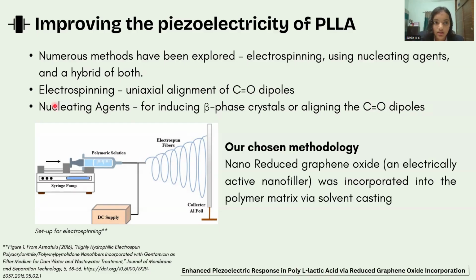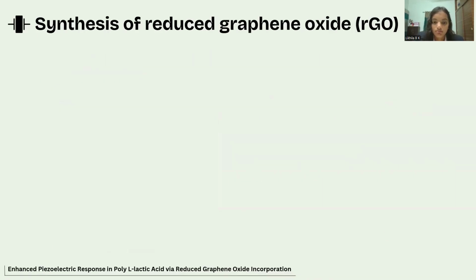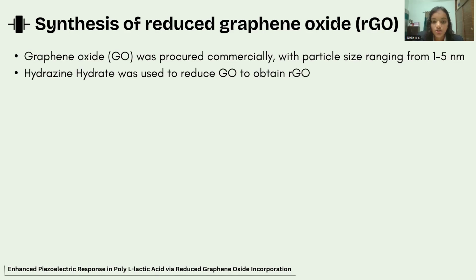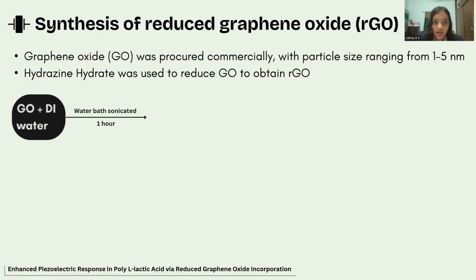We've chosen the method of using nucleating agents. That is, we've added nano reduced graphene oxide into the polymer's matrix. We've used chemical reduction to obtain reduced graphene oxide. We've used hydrazine hydrate to reduce graphene oxide to reduced graphene oxide.